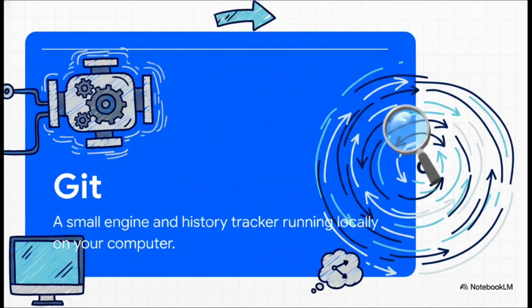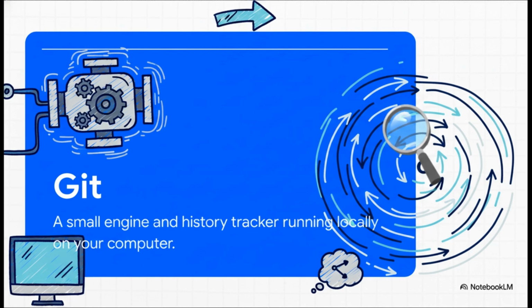Let's start with Git. Simply put, Git is just a small piece of software. It's a little engine that runs locally, right there on your own computer. Its whole job is to just sit quietly in the background and track the history of your files. It's kind of like a personal time machine for your code. So, for VS Code to communicate with the outside world, we actually need this quiet little engine installed on your machine first.